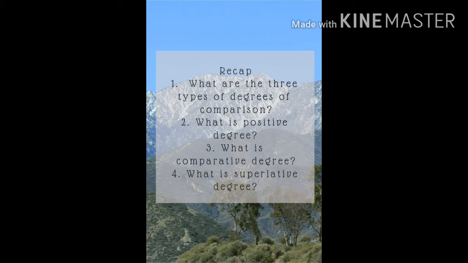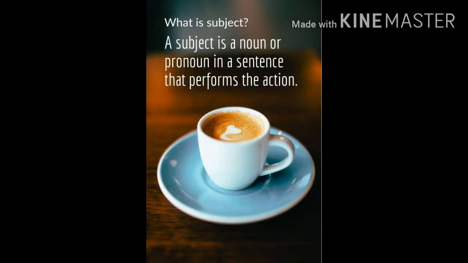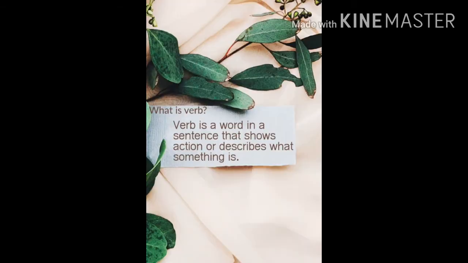Okay, students, you have learnt about subject and verb in your lower classes. But today you are going to learn a little bit more elaborately about subject verb agreement. First, let us see what is subject. A subject is a noun or pronoun in a sentence that performs the action. Next, what is verb? Verb is a word in a sentence that shows action or describes what something is.